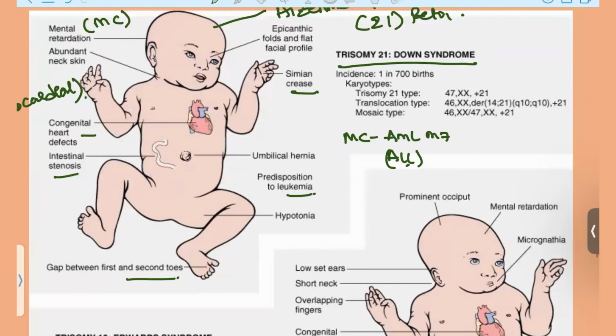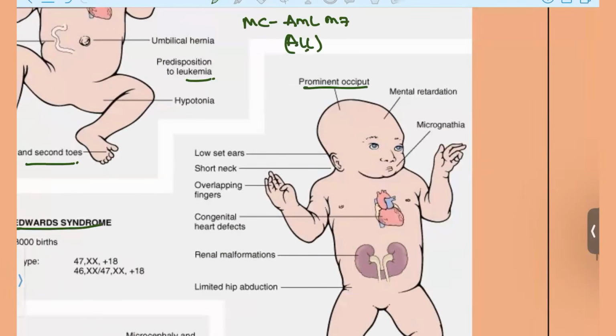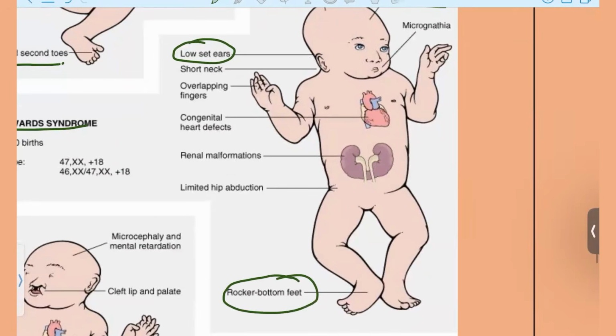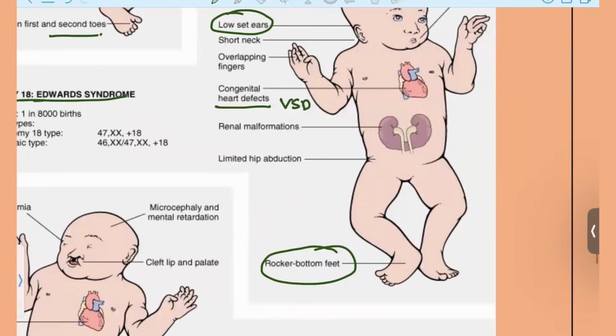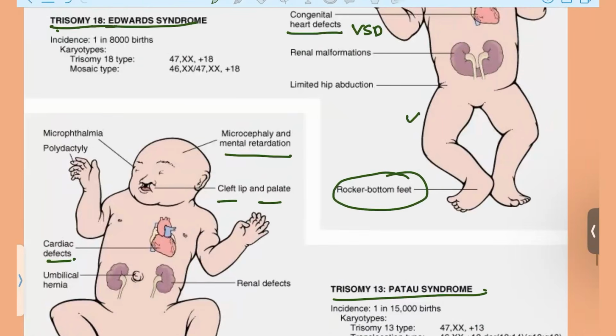And next, coming to Edward syndrome patients, this is associated with prominent occiput and mental retardation, low set ears, and also here you can see rocker bottom feet, specifically seen in this patient, and congenital heart diseases such as VSD will be associated with this patient. Next, Patau syndrome: cleft lip, cleft palate, again microcephaly, mental retardation, and cardiac defects will be seen. Along with that, again rocker bottom foot, but rocker bottom foot is most commonly associated with the patients of Edward syndrome.